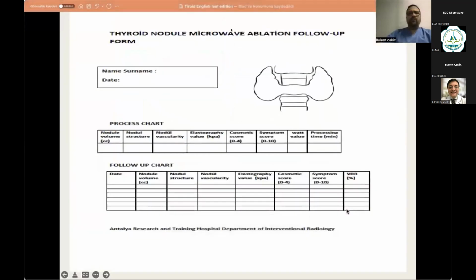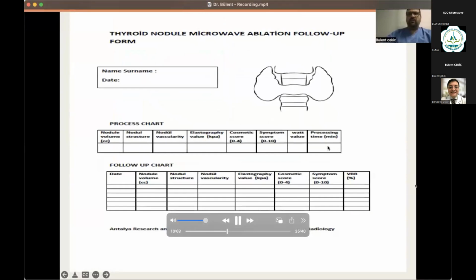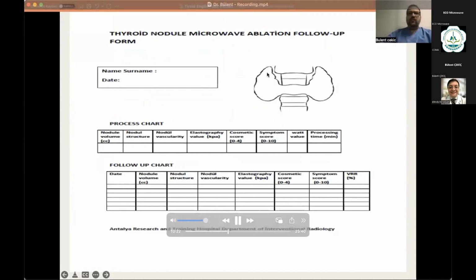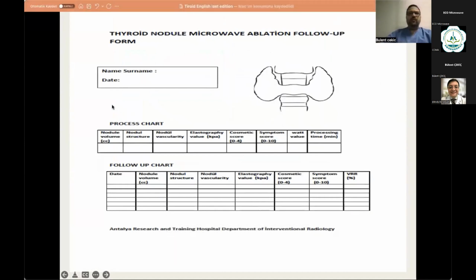And this is the follow-up form of my clinic. It's very important, I think, because thyroid thermal ablation is a new technique. It is good information for other clinicians and physicians, and a good follow-up for the patients. We draw the nodule's site here, write which lobe it is in, and then write the nodule volume, nodule structure, nodule vascularity, the elastography value, the cosmetic score, the symptom score, what we use, and the procedure time.